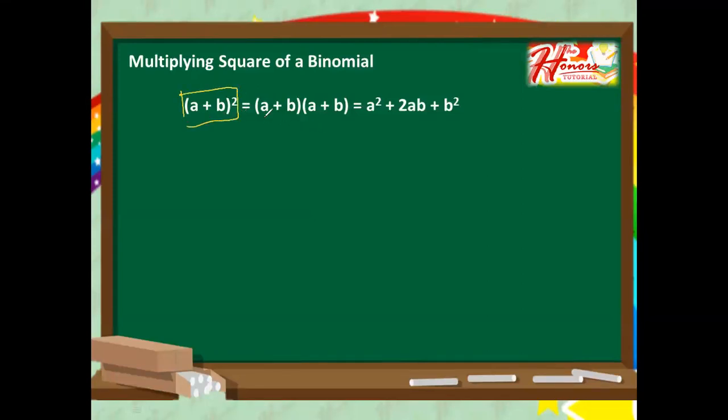And then if you expand this, it will become the quantity of a plus b times the quantity of a plus b. Your pattern here will be this. Then it will become a squared plus 2ab plus b squared. So this is your pattern. Again, your pattern is a squared plus 2ab plus b squared. So this is our example for me to be able to show you how we are going to use our pattern.